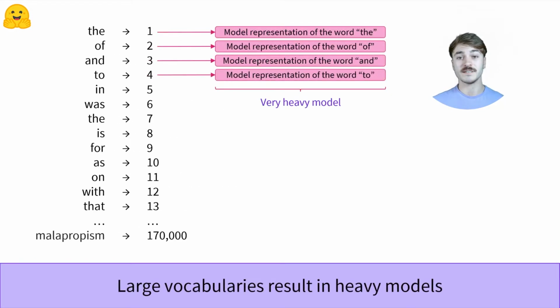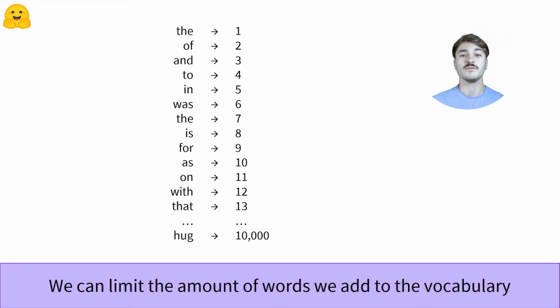This is an issue because each ID is mapped to a large vector that represents the word's meaning. And keeping track of these mappings requires an enormous number of weights, when the vocabulary size is very large. If we want our models to stay lean, we can opt for our tokenizer to ignore certain words that we don't necessarily need.